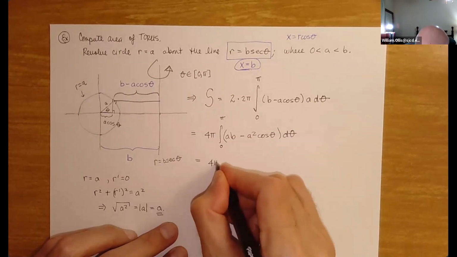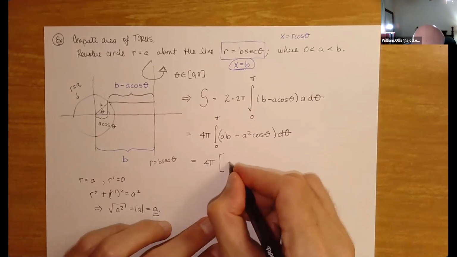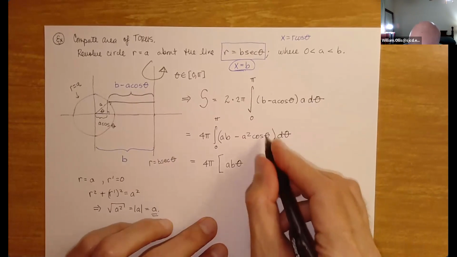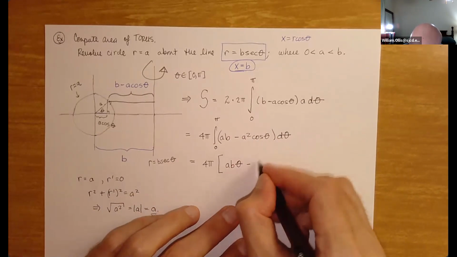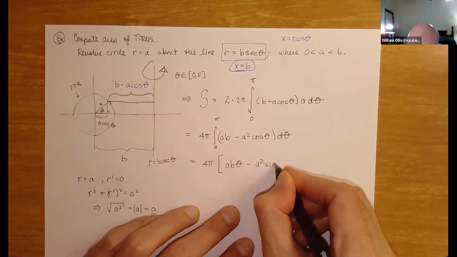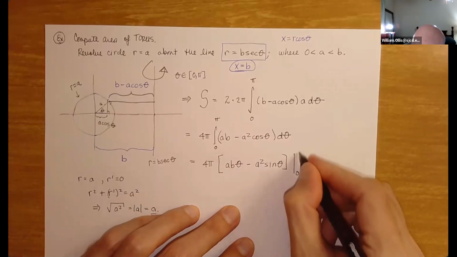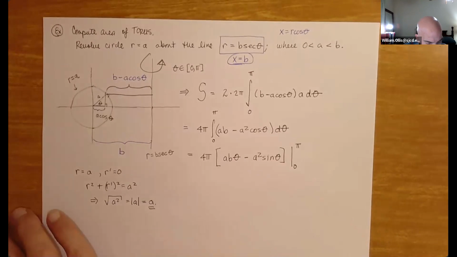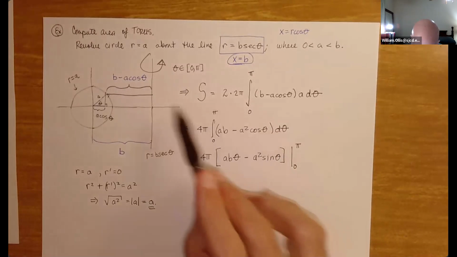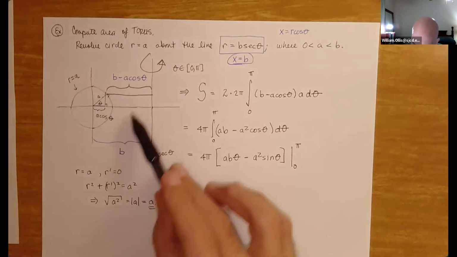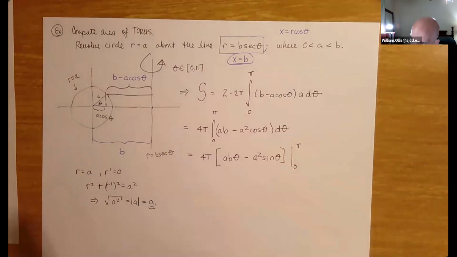So now we can integrate. This will be ab theta, and the antiderivative of cosine is the positive sine. We've done that a million times today. So we have a squared sine theta from 0 to pi. What's interesting about this particular example is that all this analysis revolves on the techniques we've already been doing, just adjusted for polar coordinates.